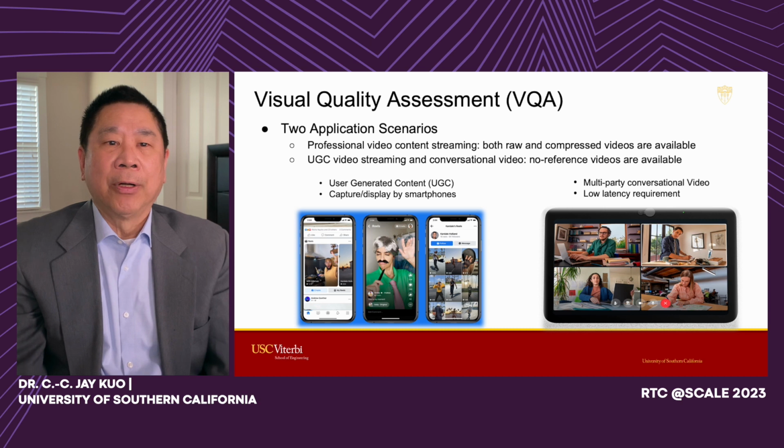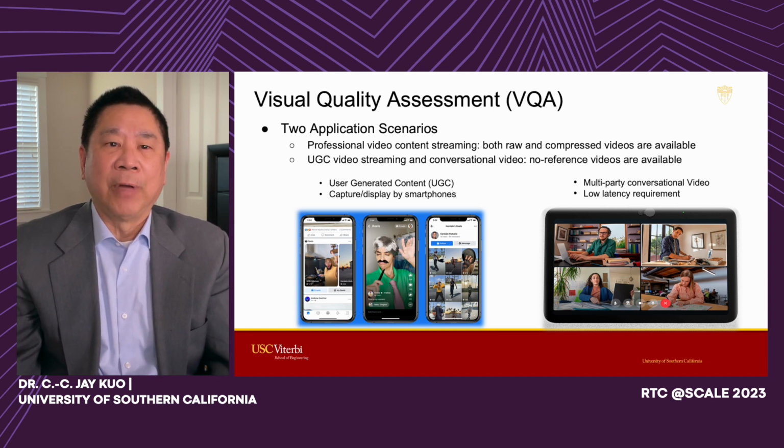The second scenario is either user generated content on different kinds of platforms, social media, or conversational video. For these two kinds of video content, you usually don't have the high quality video as a reference. So we have to do the quality assessment without any reference. That's called blind quality assessment.